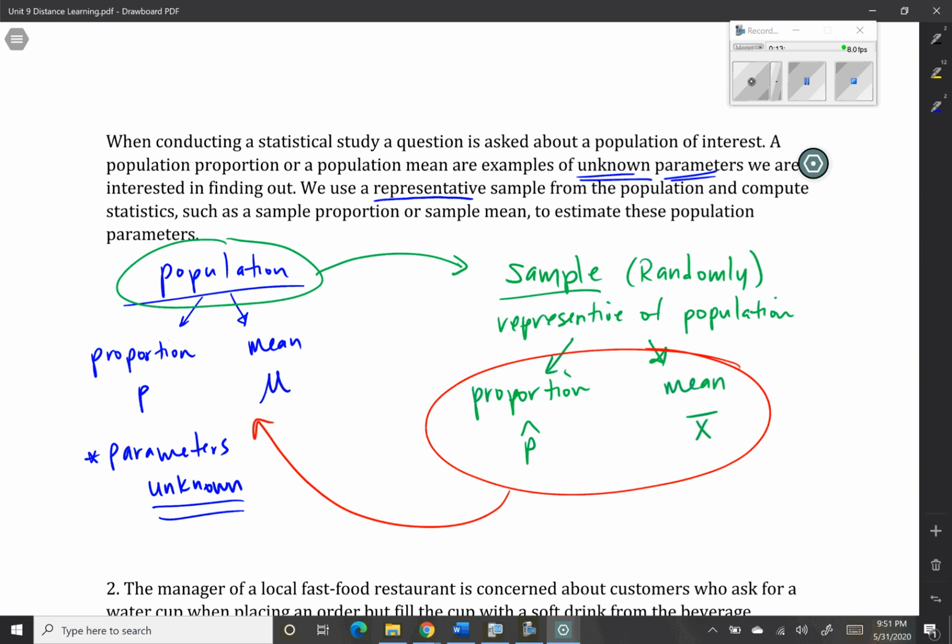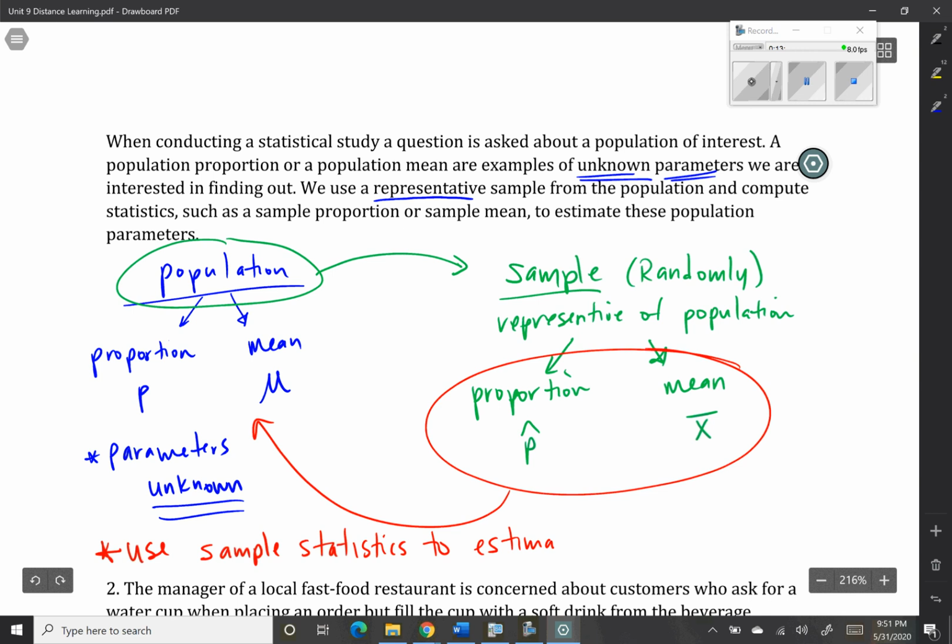So, what do we do? In this course, we use sample statistics to estimate population parameters.